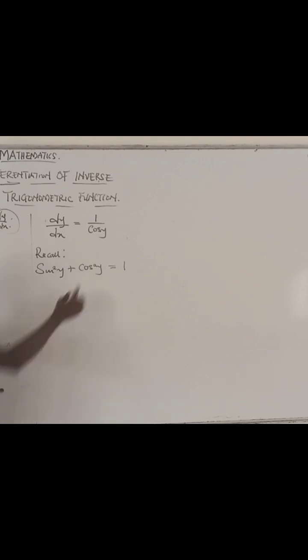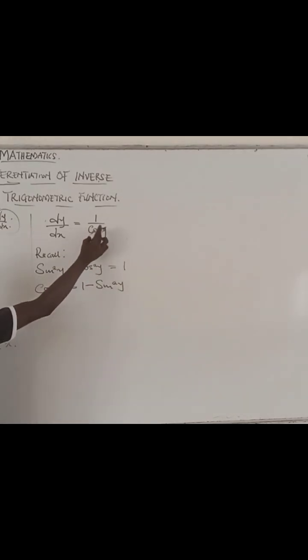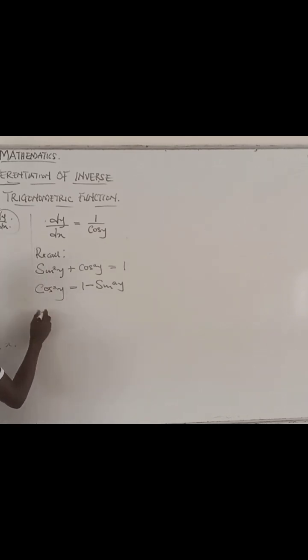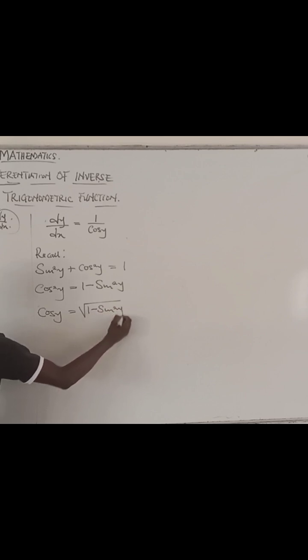You are looking for cos y, so you make cos square y the subject of formula. Cos square y is equal to 1 minus sine square y. Now take the square root, and you have cos y is equal to the square root of 1 minus sine square y.